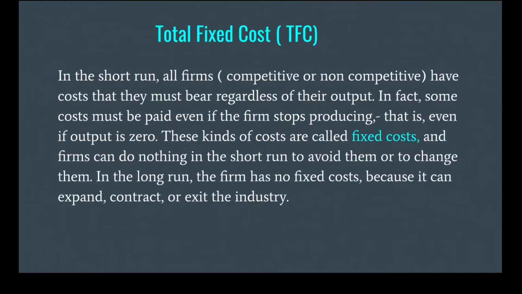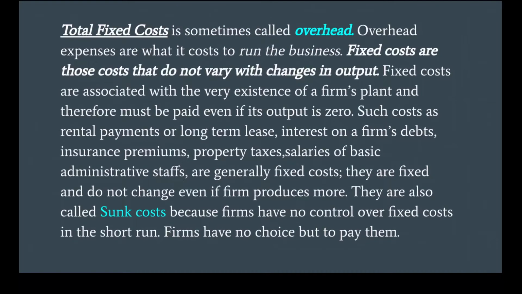Total fixed cost. In the short run, all firms, competitive or non-competitive, have costs that they must bear regardless of their output. In fact, some costs must be paid even if the firm stops producing, that is, even if output is zero. These kinds of costs are called fixed costs, and firms cannot do anything in the short run to avoid them or to change them. In the long run, the firm has no fixed cost because it can expand, contract, or exit the industry. Total fixed cost is sometimes called overhead.